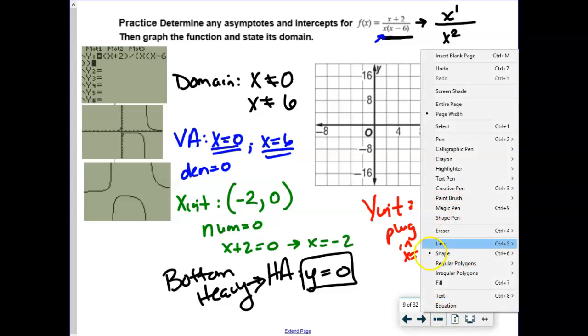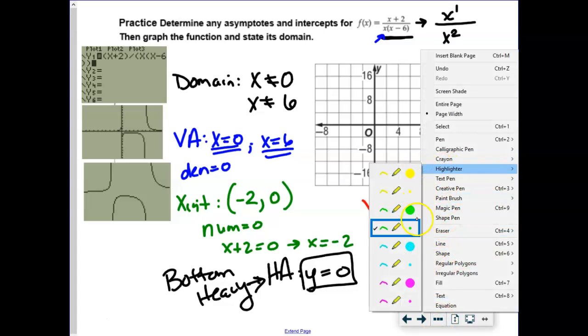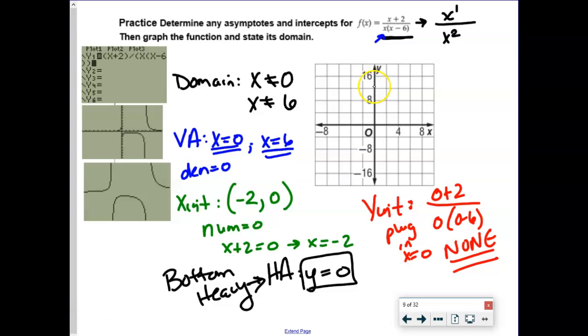Like the vertical asymptotes at 0 and at 6. Oh man, that was really wrong. So close. Okay, you just have to take it to 2. It auto adjusts, but I got a little weird at the end. And then we just found a horizontal asymptote at y equals 0.